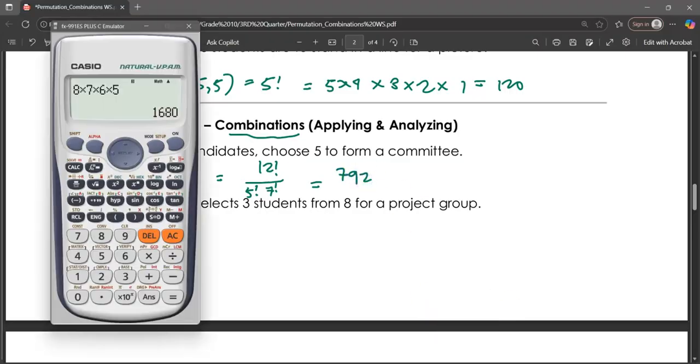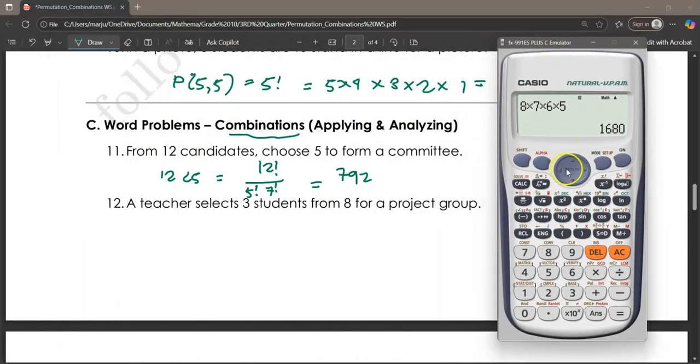Let me just grab the calculator just to be sure. This is 12, choose 5, right? That's 792.